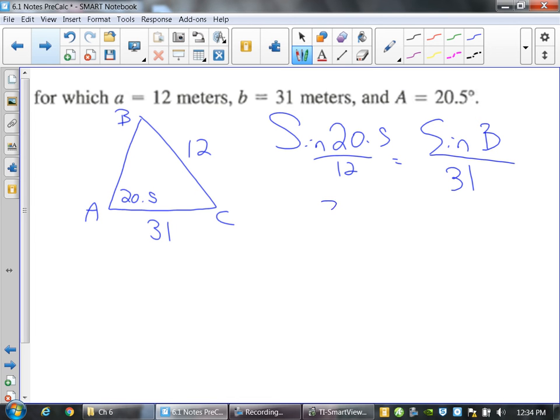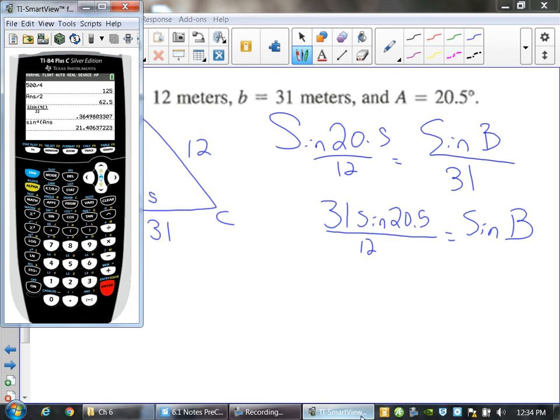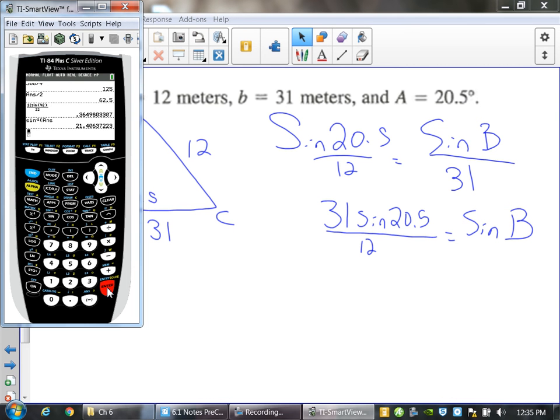Bringing that over, I'm going to get 31 sine of 20.5 over 12 is the sine of B. Find B. Some crummy decimal. I get 64.78 for angle B.